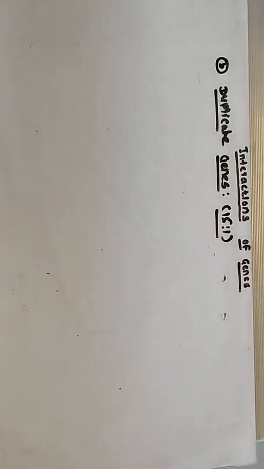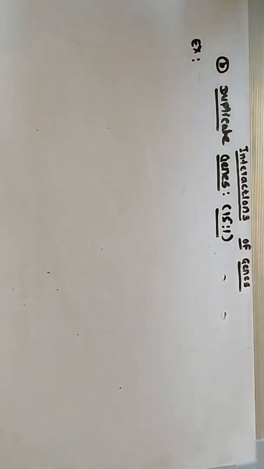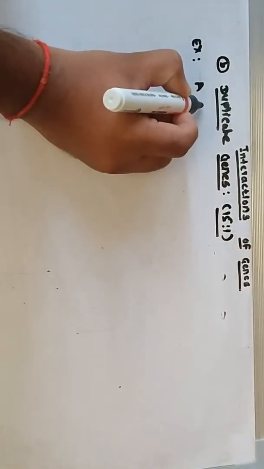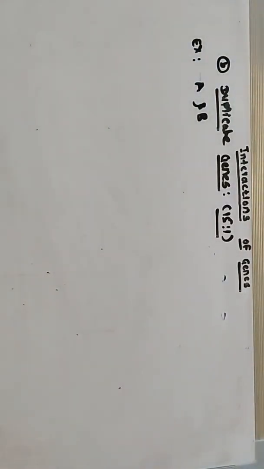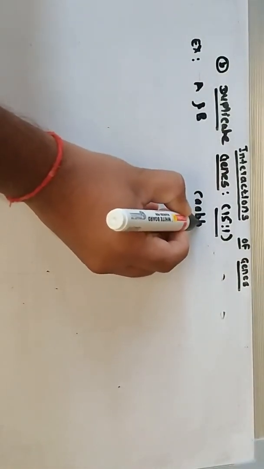Friends, we take an example, that is a rice character. In rice, one character is controlled by two dominant duplicate genes, that is gene capital A and capital B. The presence of either of these two alleles can produce own. The ownless condition develops only when both genes are in the homozygous recessive state, that is small a, small a, small b, small b.